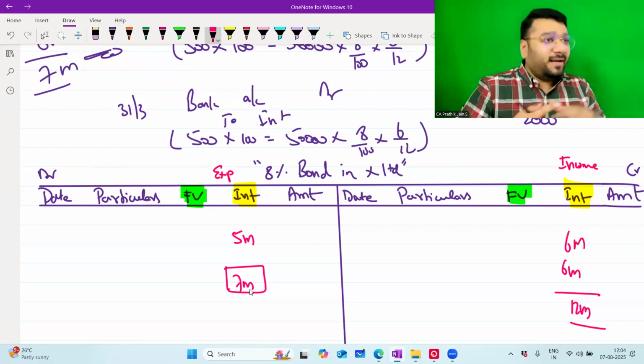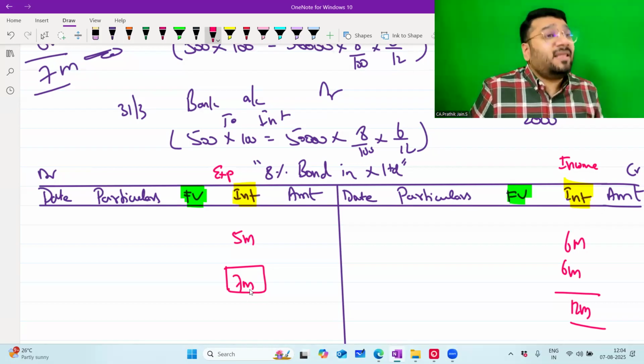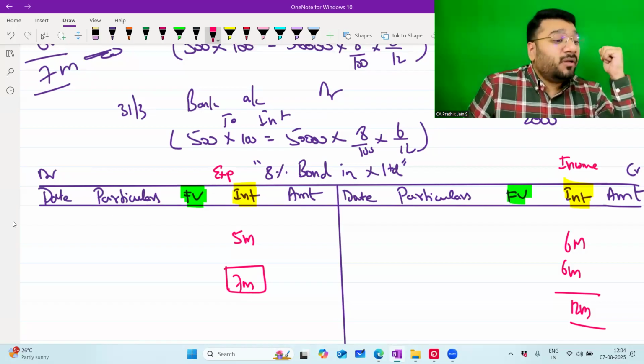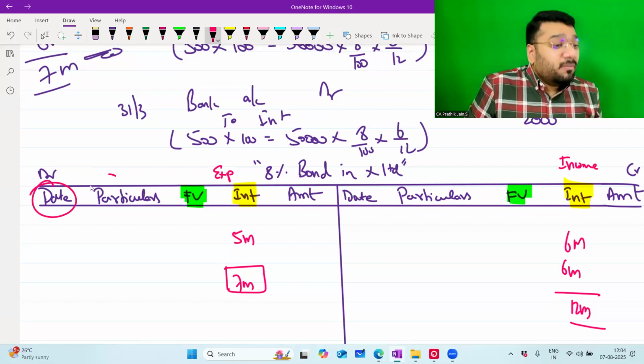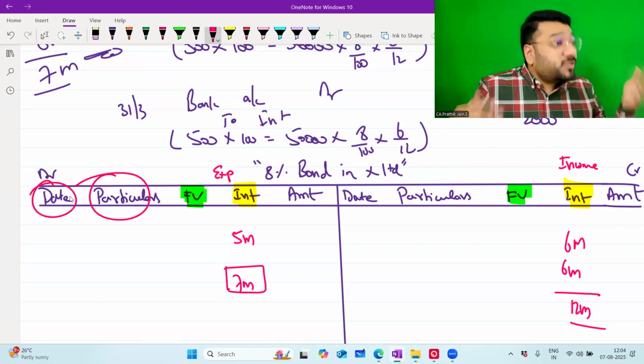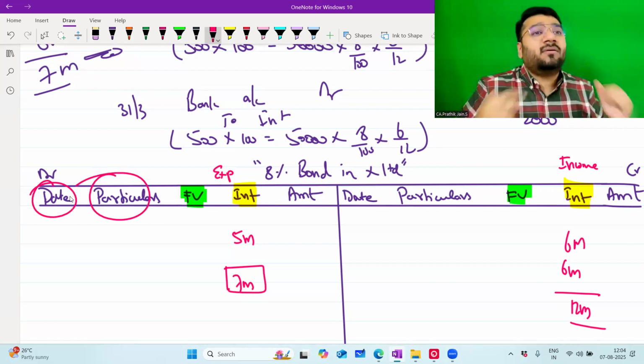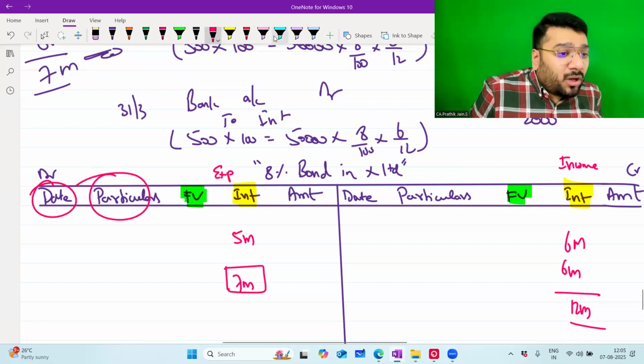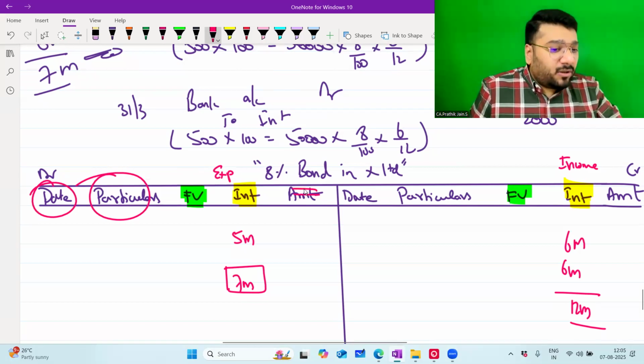Why are they combining interest with the investment? Imagine, date column 2 times, particulars column 2 times. To save time, I said that you combine the investment and interest. So this amount column is there, no? Amount column is the investment column.